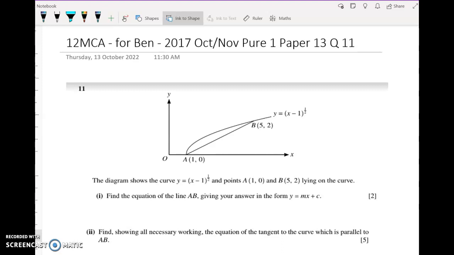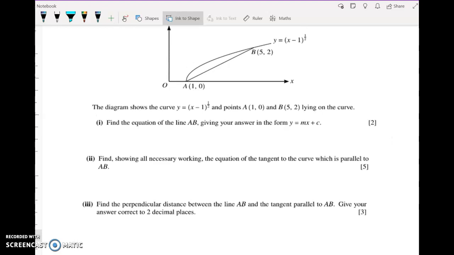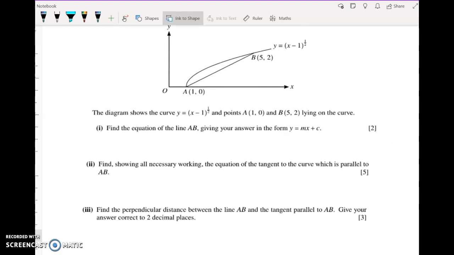This is a question for Ben from the end of the November 2017 Pure 1 paper, paper 13 or 1-3. There are 3 parts to it. The first 2 parts are really easy and the third part needs a wee bit of thinking. And I'm going to do the third part in 2 different ways. I think one of them will be pretty obvious when I do it and the other one might make you look at the problem slightly differently.